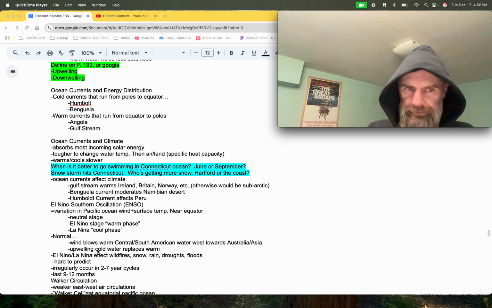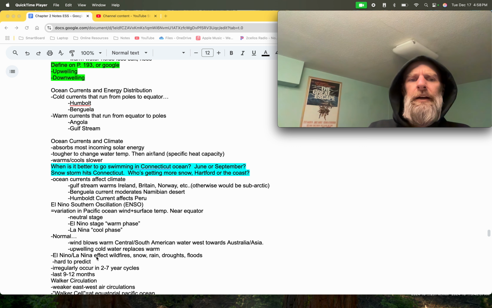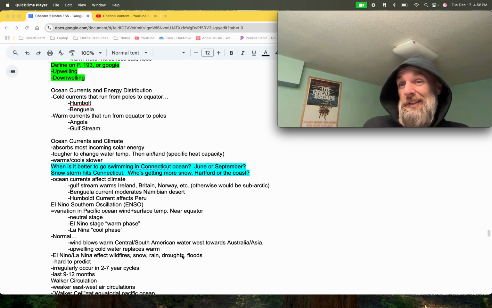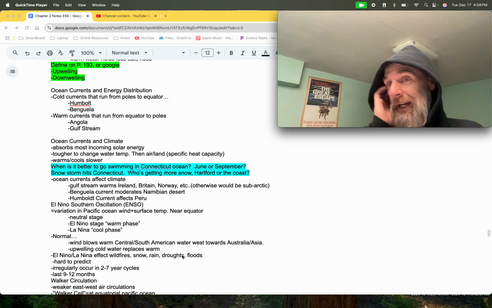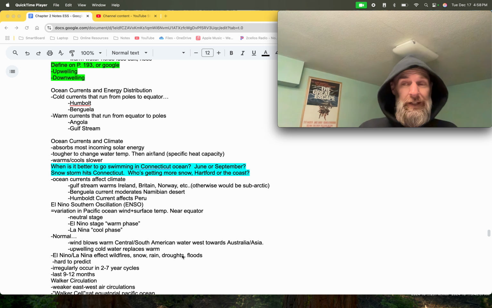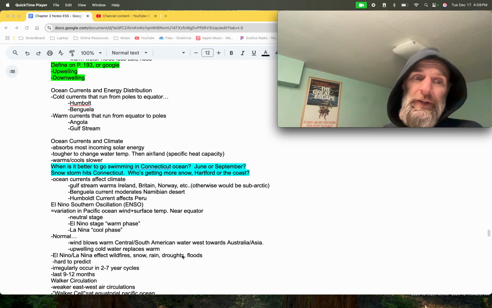So El Nino and La Nina affect wildfires, snow, rain, droughts, floods, just about quite a bit. So they're hard to predict. They happen irregularly, somewhere between 2 to 7 years. Every 2 to 7 year cycle, it's like, hey, we're due for an El Nino or La Nina, that lasts between 9 and 12 months. So when it hits, it's like, buckle up. For 9 to 12 months, it's going to be like that.